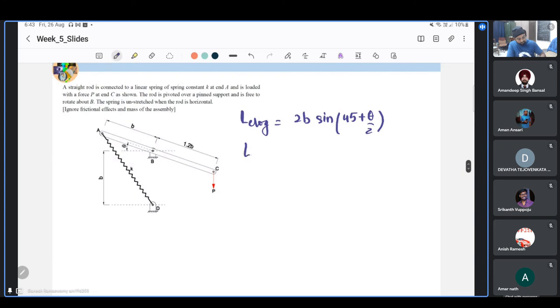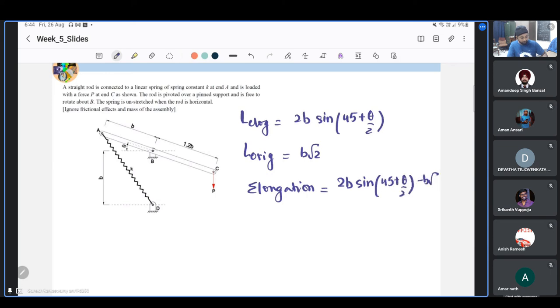And then we have the original length of the spring to be B root 2. So what is the elongation? It is final length minus original length. So it is 2B sine (45 plus theta by 2) minus B root 2. I hope that is clear.